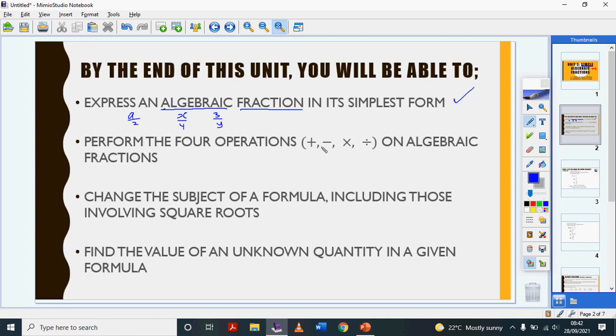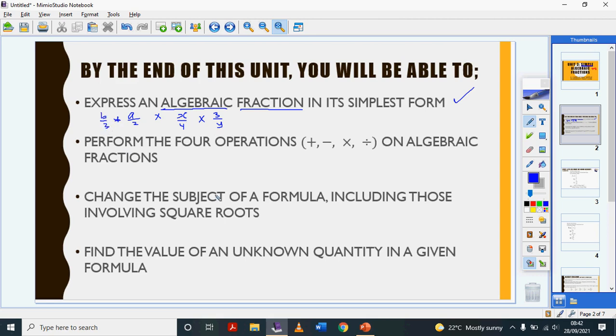We're going to learn how to perform the 4 operations, addition, subtraction, division, and multiplication on these fractions. So just imagine you had things like that there. So much fun. You're going to see how to do this.